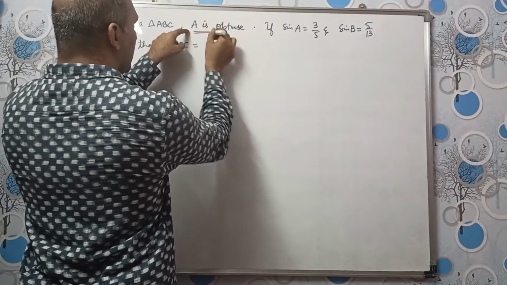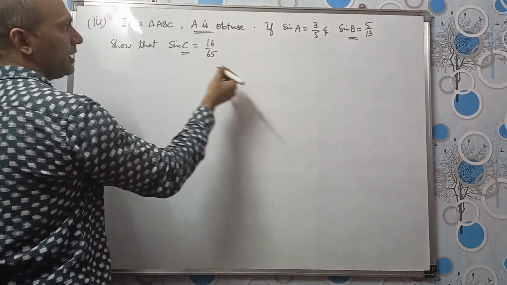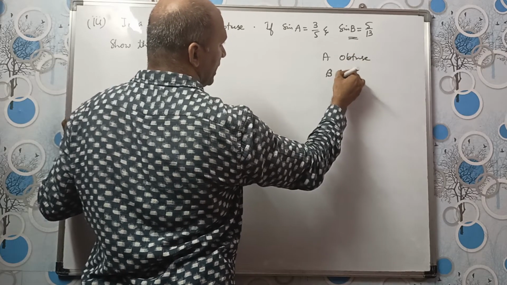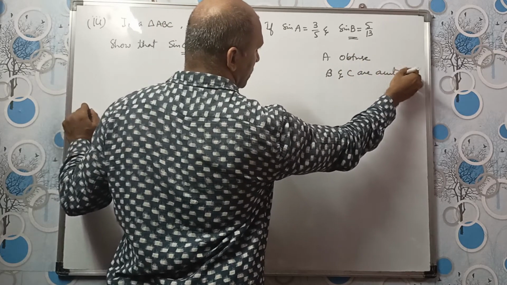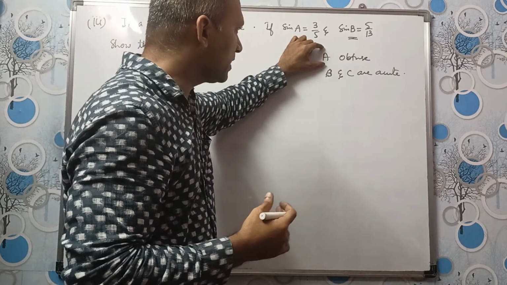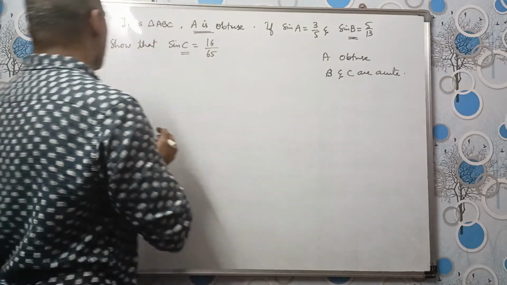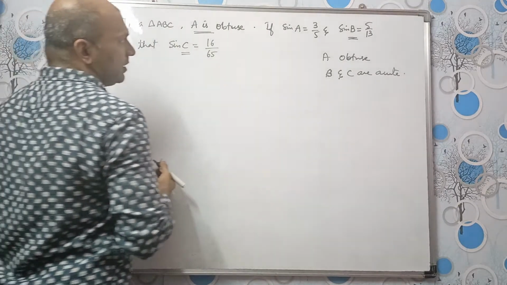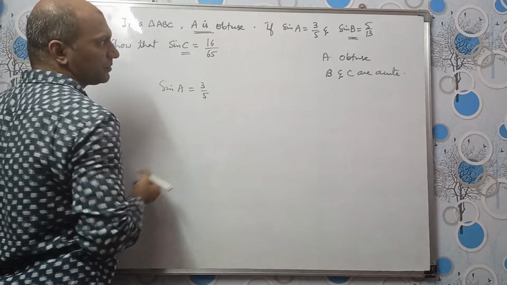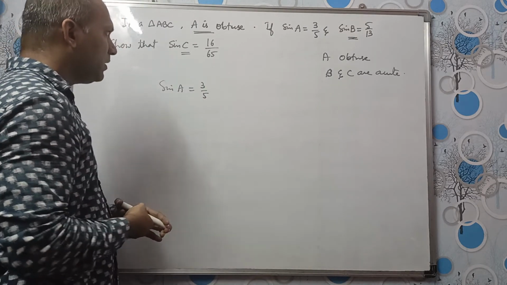So if A is obtuse, B and C should be acute. Which means A is greater than 90, right? Which means A lies in the second quadrant, B and C lie in the first quadrant. All right. We have a triangle ABC. A is obtuse. Sine A is 3 by 5. Sin B is 5 by 13. We should show that sin C is 16 by 65.